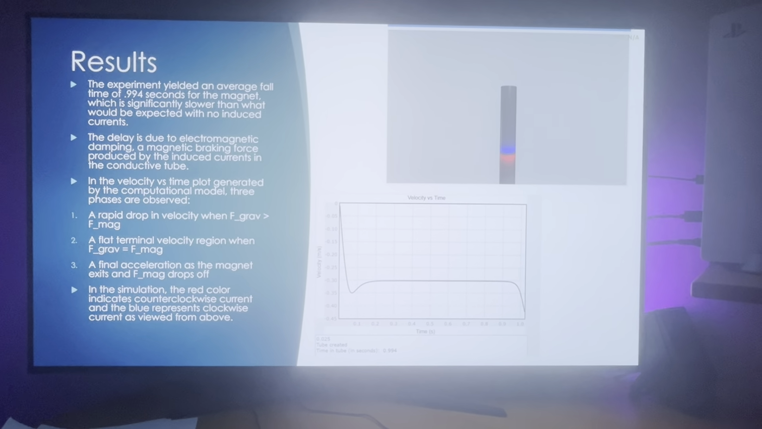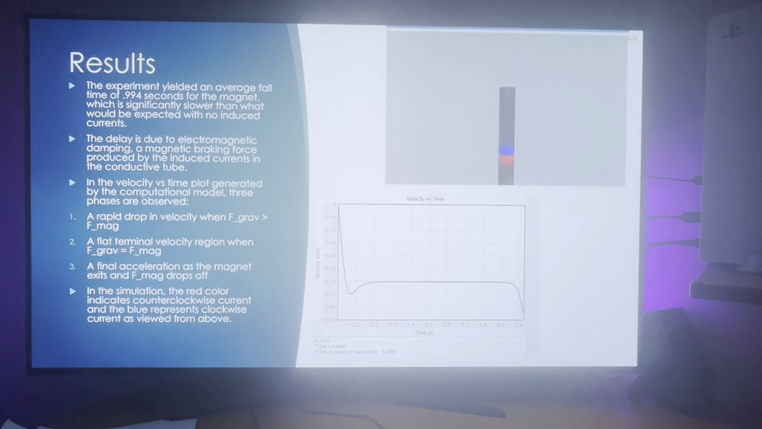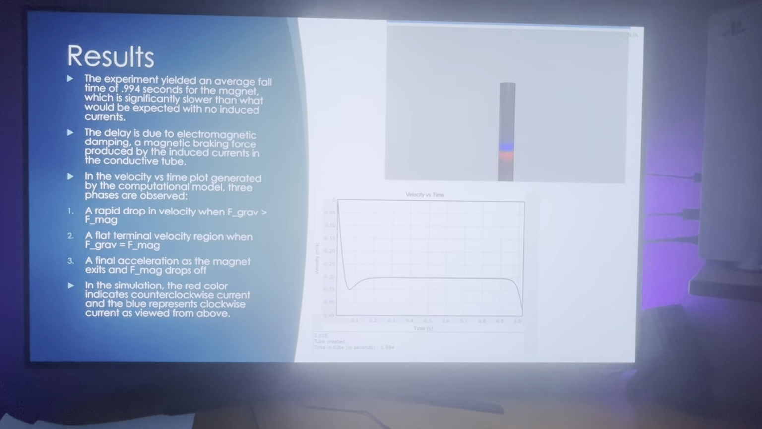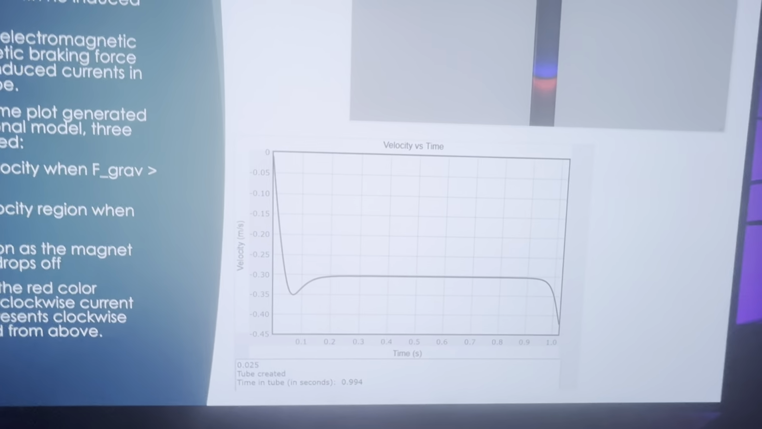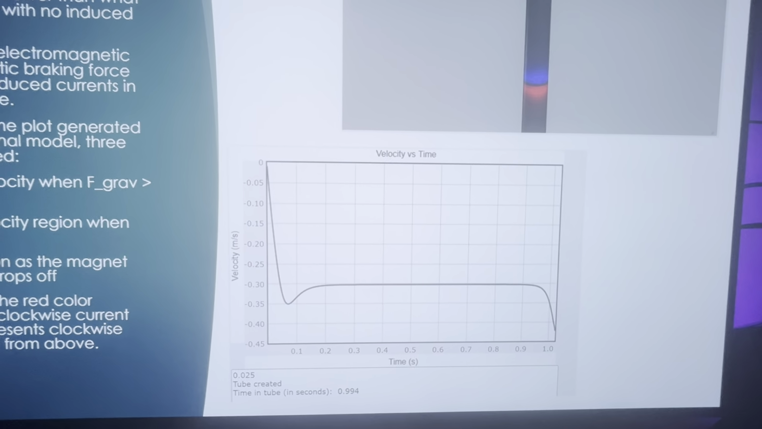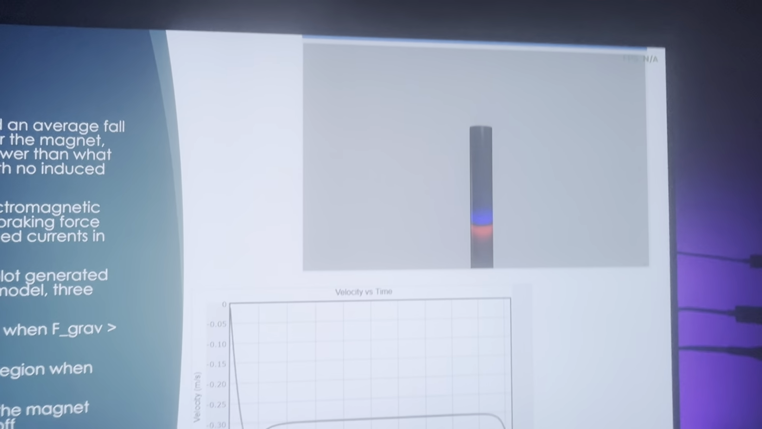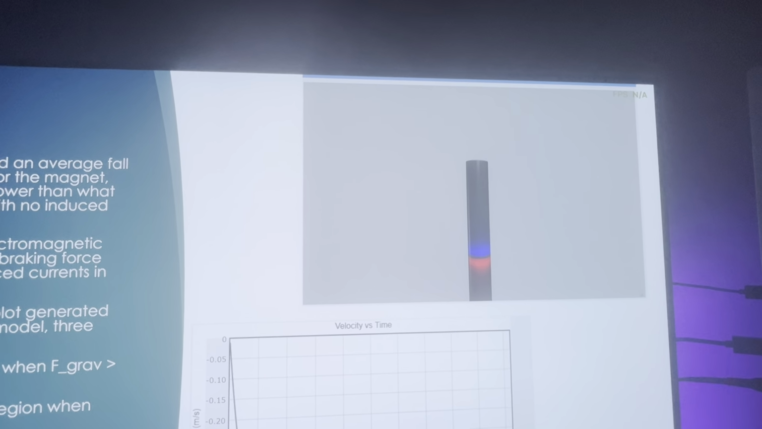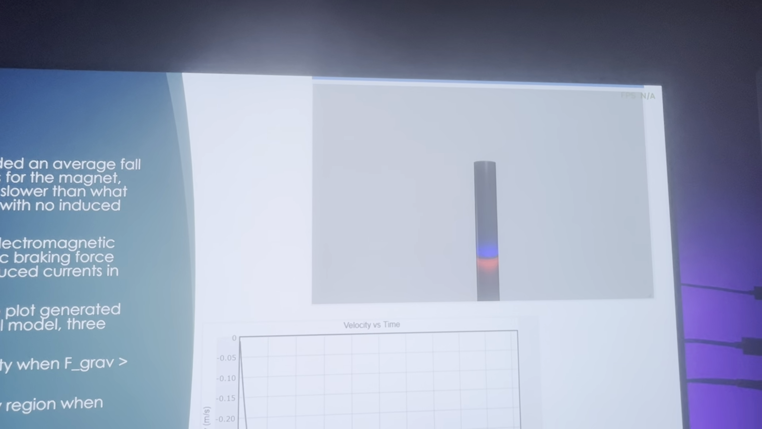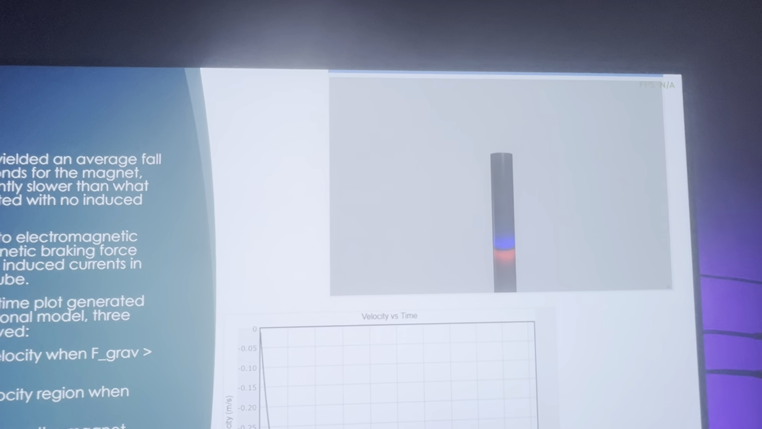In the simulation, the red color indicates counterclockwise current and the blue represents clockwise current, these both being as viewed from above. So this is the graph. It shows that the average time in the tube was 0.994 seconds. And this is an image of the magnet falling through the aluminum foil tube with the currents indicated.